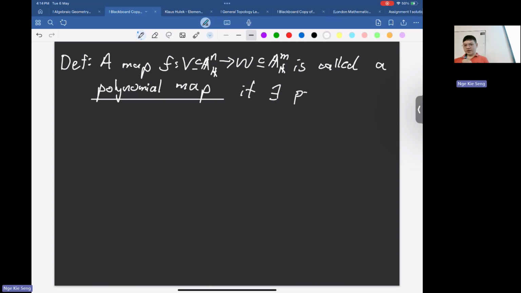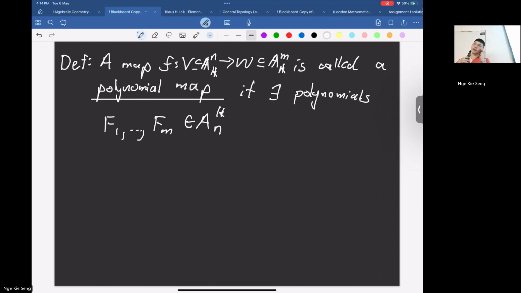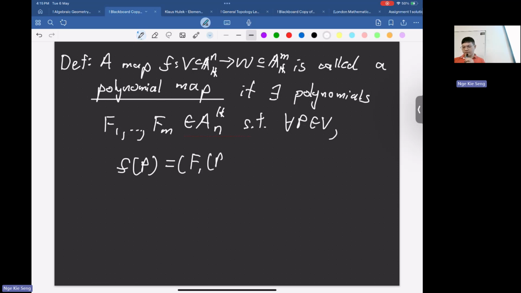If there exists a polynomial f1 up to fm in the polynomial ring of n variables, such that for all p in V, you evaluate that at every point, you can write it as a component of polynomial function. Okay.